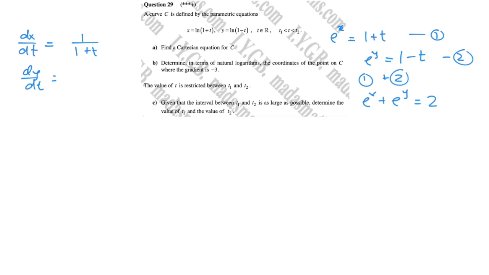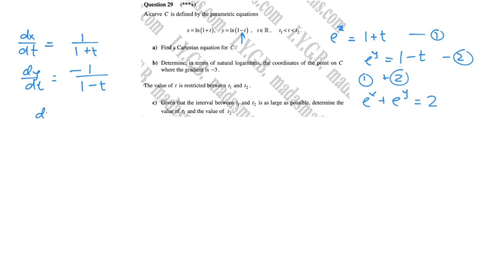And then? No. You're missing something? Oh, minus. Minus 1 over 1 minus t. Why? Because the coefficient of t is negative. Thank you. Divide them by each other. Yes, now you've got to divide them by each other.